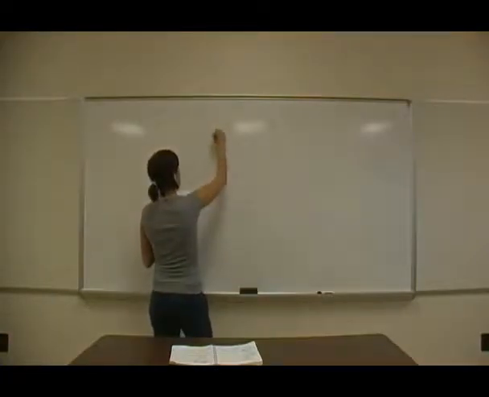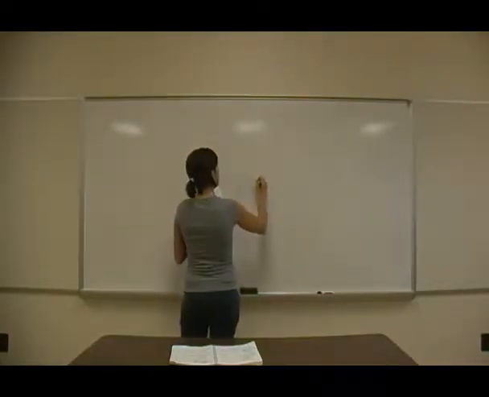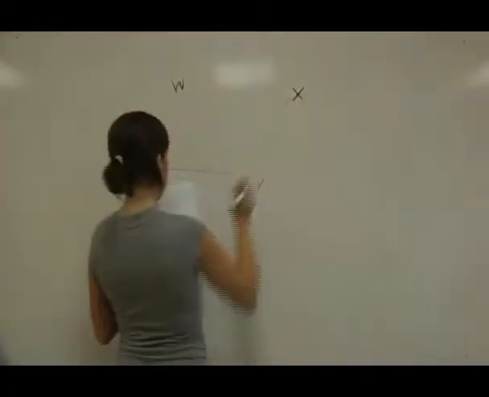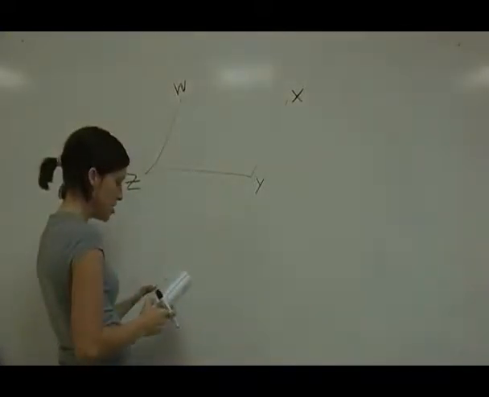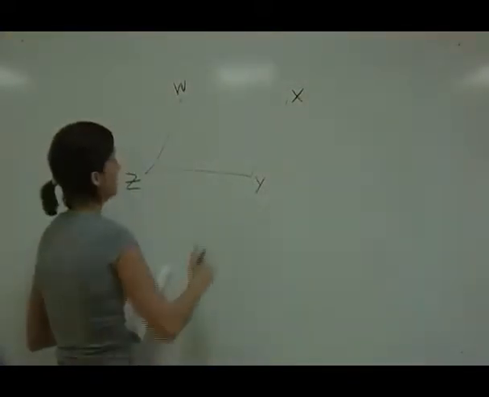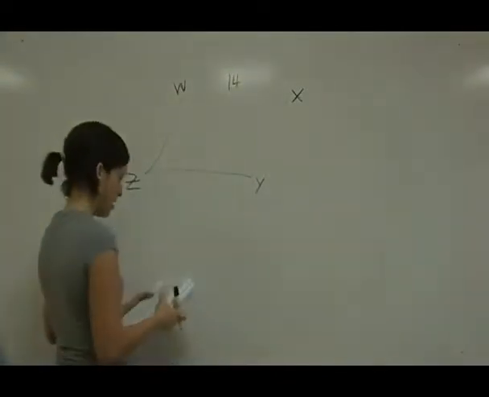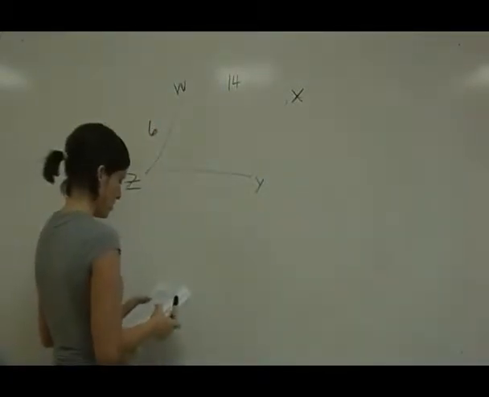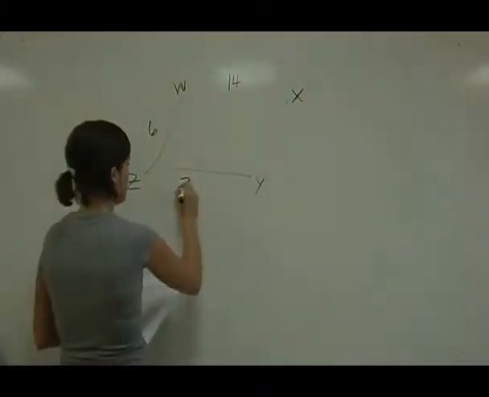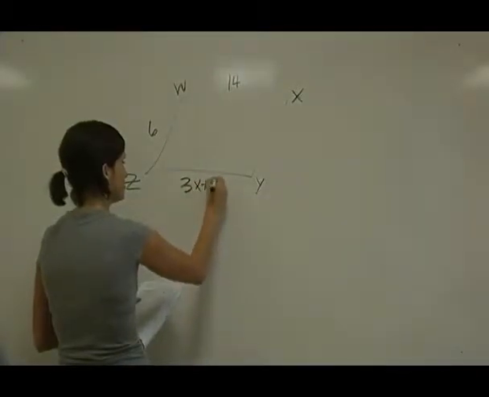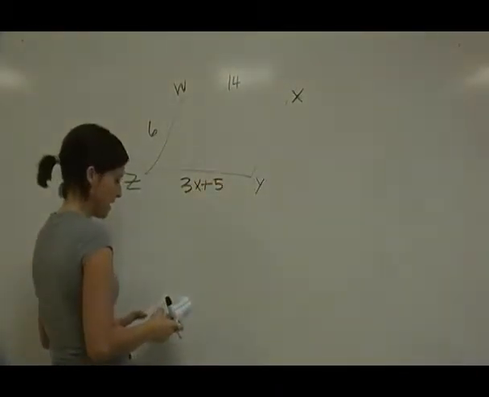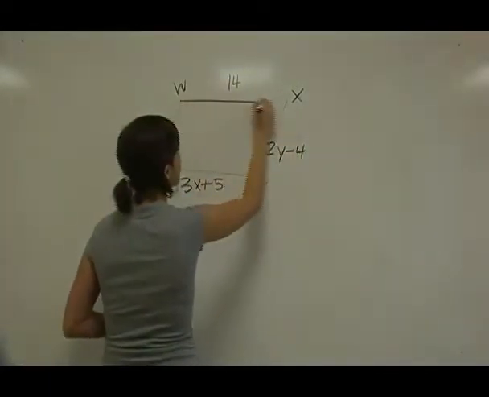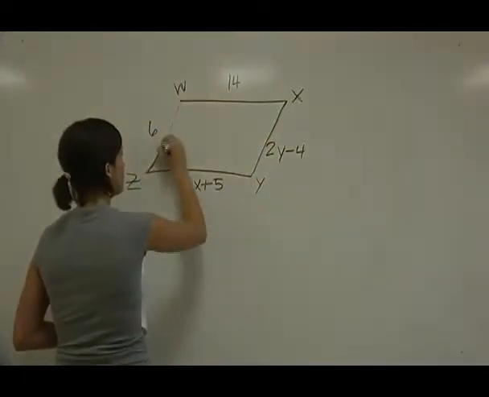We have W, X, Y, and Z. Okay. And it gives us that WX is 14. WZ is 6. ZY is 3x plus 5. And XY is 2y minus 4. Okay?